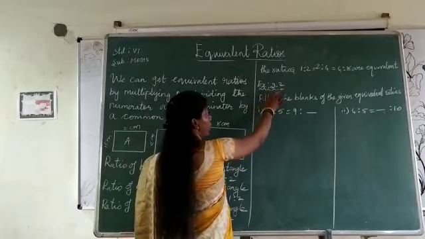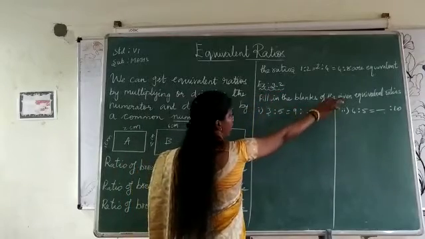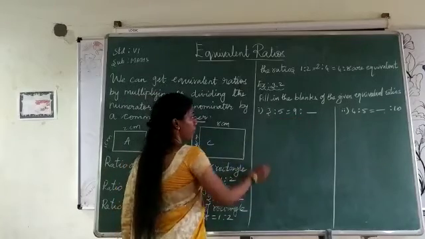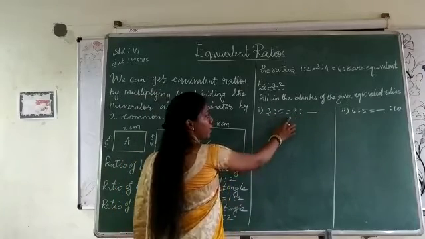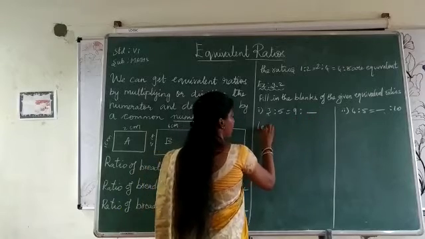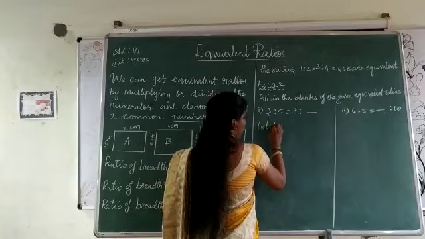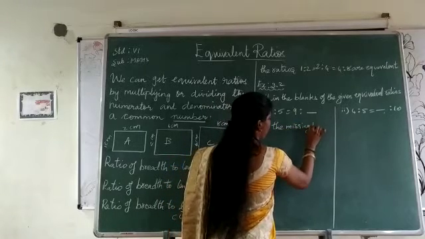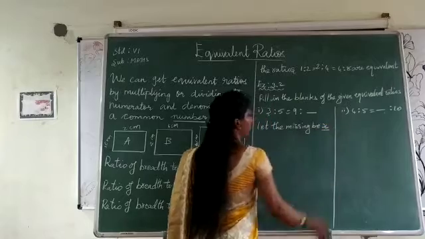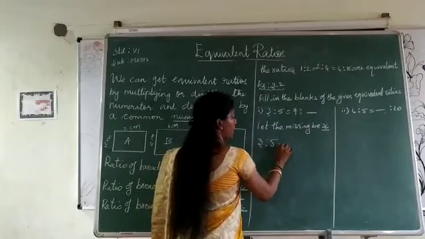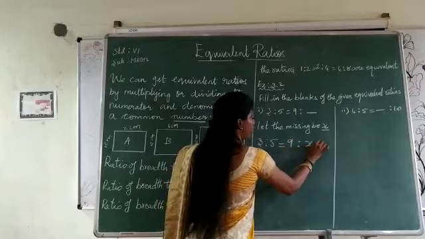Now exercise 3.2, fill in the blanks of the given equivalent ratios. You have to find the missing term here. The given question is 3:5 is equal to 9:blank. You have to find the missing one. So let us consider the missing number. Let the missing number be x. So the given question changes into 3:5 is equal to 9:x.